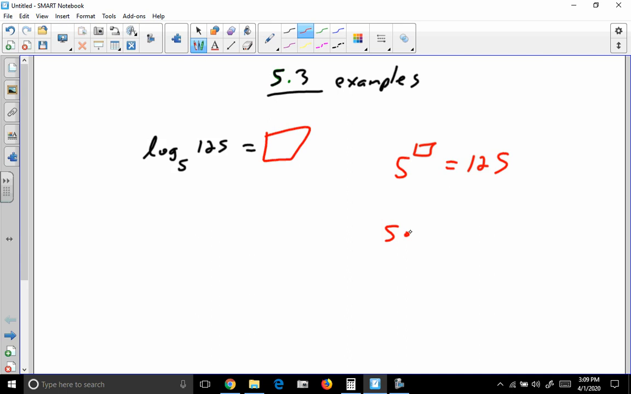How many 5s multiplied together make 125? 5 times 5 is 25, times another 5 would be 125. Hence, 5 to the third power is 125. So 3 is the answer. 3 is the power of 5 that makes 125.